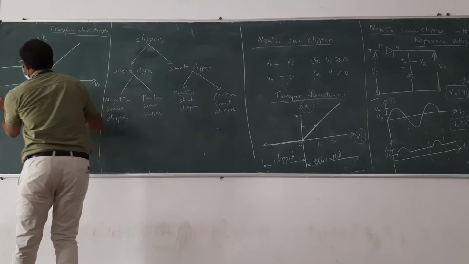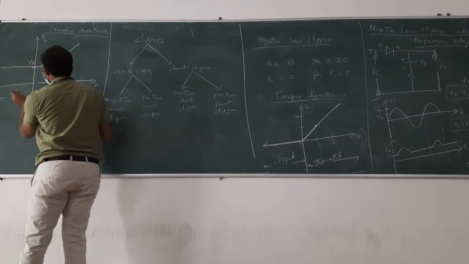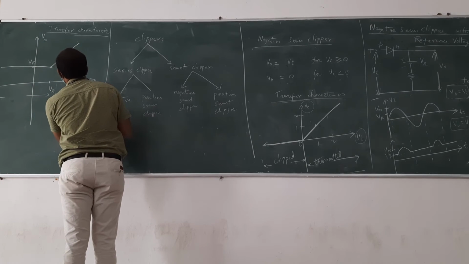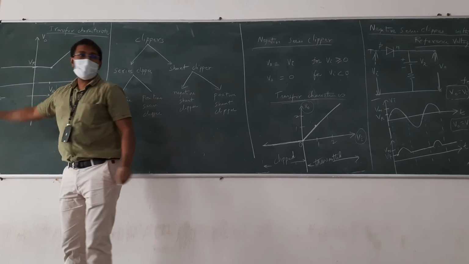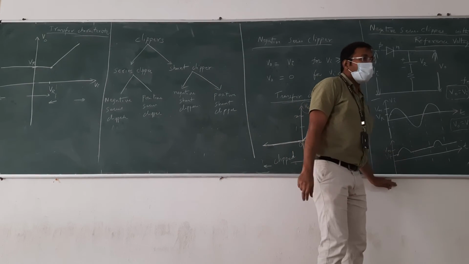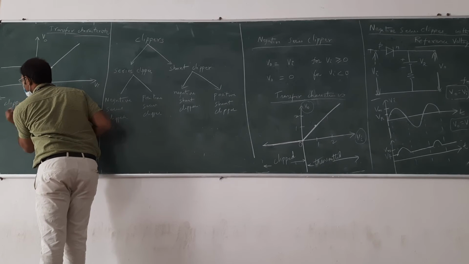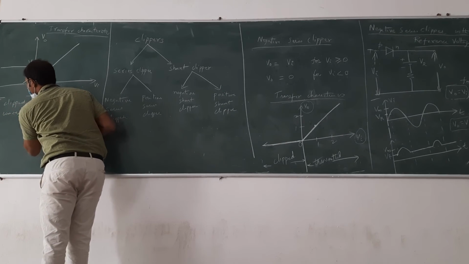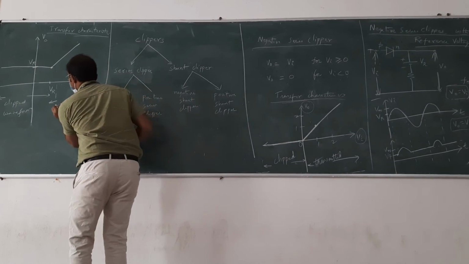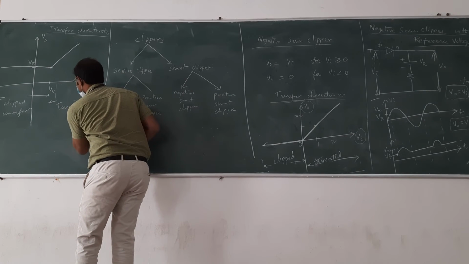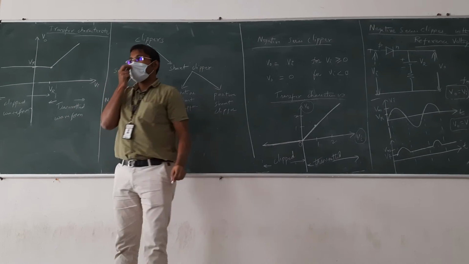So what should I write here? Here, when Vi is less than Vr, what is happening? Waveform is clipped. So what should I write here? Clipped waveforms. What should I write here? Transmitted. Okay, right?